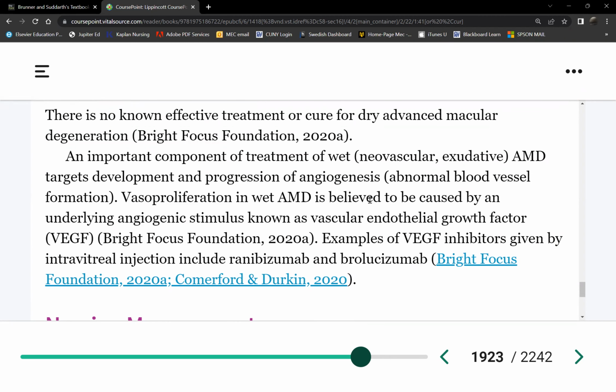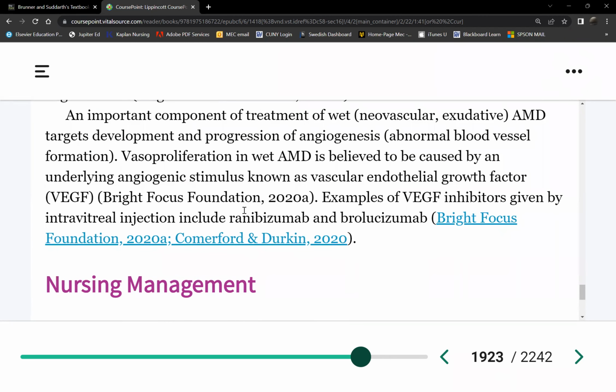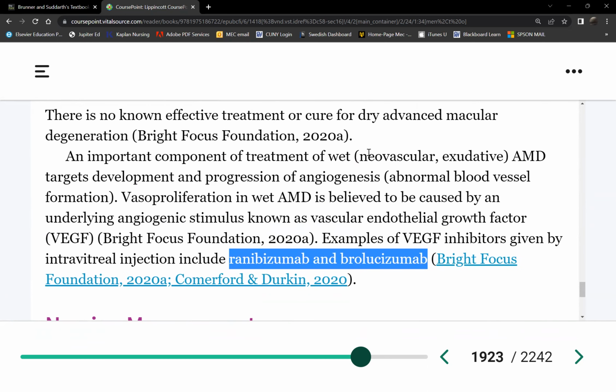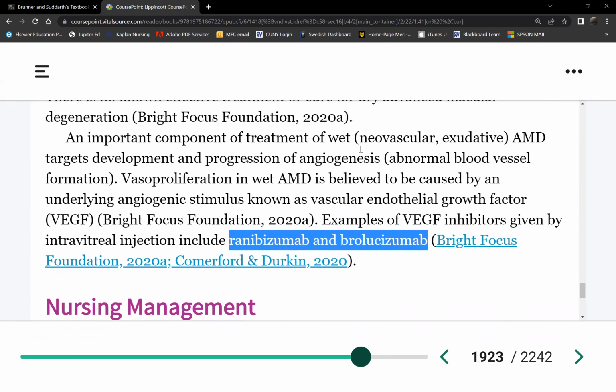Okay, here's the drug used to treat wet AMD. But there's really no nursing responsibility there. It's just nice to know, not testing it. There are no side effects. Okay. So what do these drugs do again? They inhibit the endothelial growth factor. So therefore, they stop the growth of those abnormal leaky vessels.